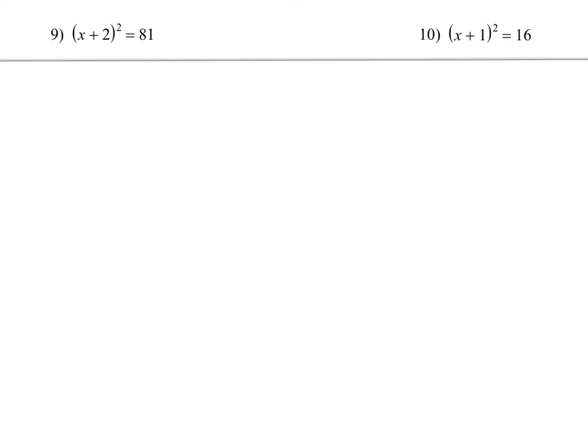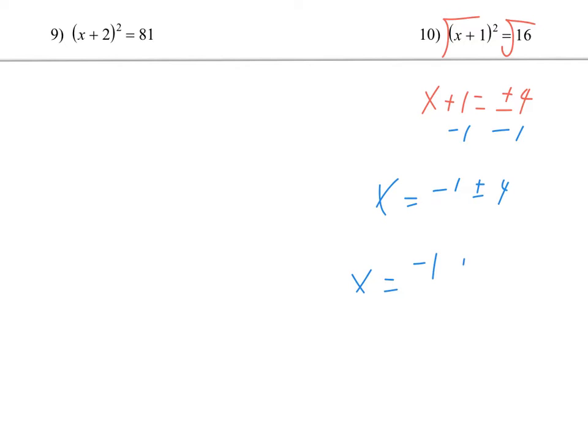All right, next up, number 10. So I'm going to take the square root on each side again, and so this will be x plus 1 equals plus or minus 4. And then I'm going to subtract the 1 over, so x equals negative 1 plus or minus 4. But again, I need to split that up into 2, so negative 1 plus 4 and negative 1 minus 4. So that'll give me answers of 3 and negative 5.